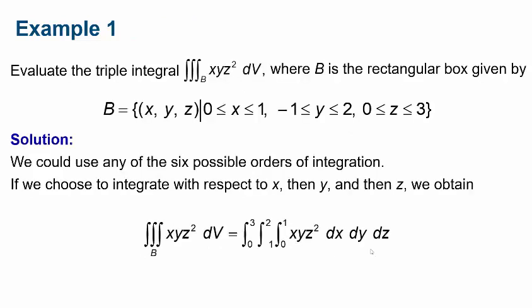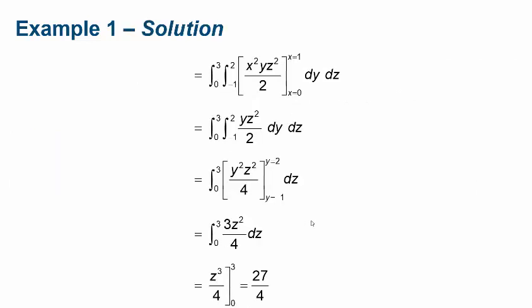First thing we're going to do is integrate with respect to x. So x becomes x squared over 2. And then we're plugging in these values for x. Using the fundamental theorem of calculus, the 0 knocks that out. We plug in 1, we get y z squared over 2.